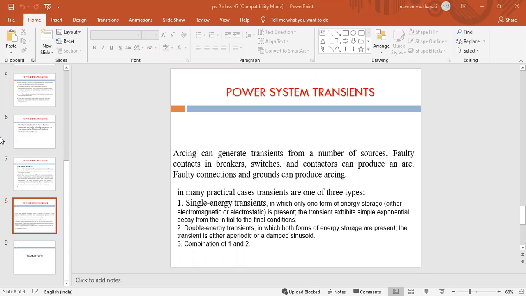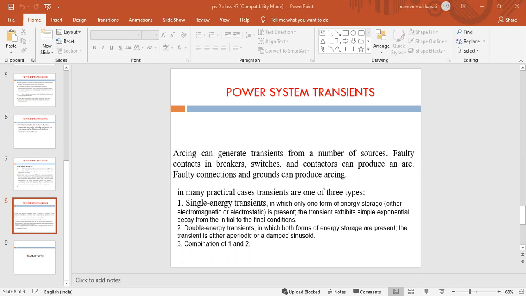Next one is the subsidence transients. Okay, this is when an energized circuit that is already connected to the system is suddenly switched off or de-energized, quickly or slowly. That is called the subsidence transients.